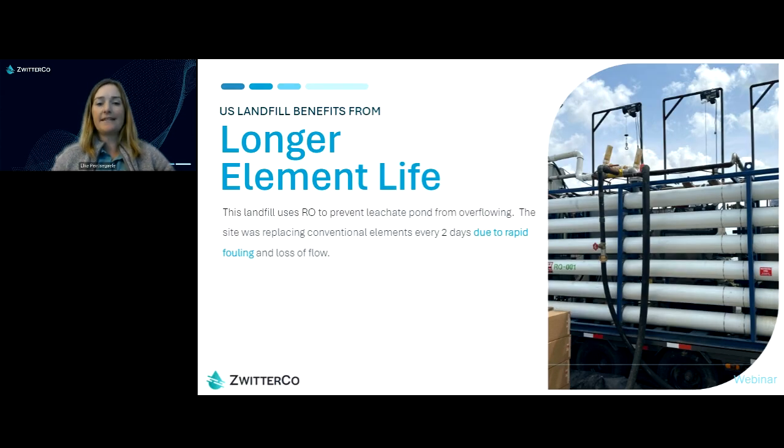So this first site is a landfill in the US. The site collects leachate in a pond on site and uses an RO system to treat that leachate so that the pond doesn't overflow, specifically during the rainy season. This site historically has replaced their conventional RO elements every other day due to rapid fouling. The organics were quickly settling on the membrane surface, causing the system performance to decline quickly. The organic fouling in the system caused the system to lose permeate flow.